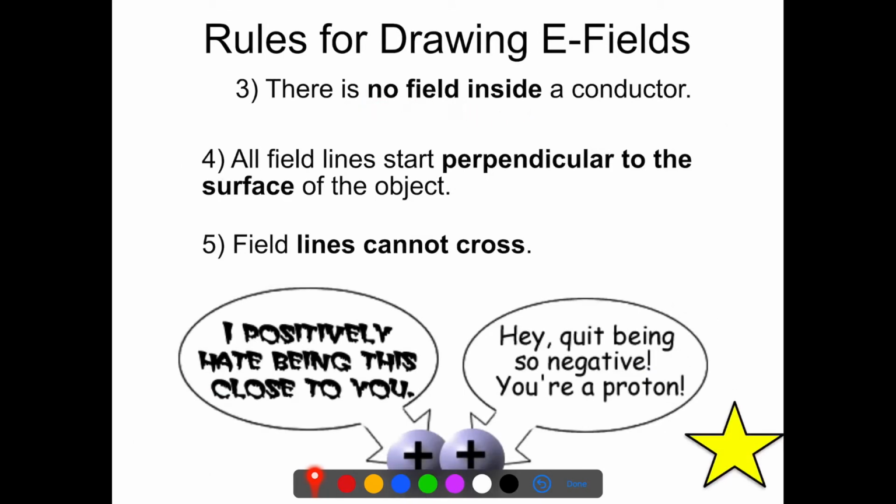There is no field inside of a conductor. So if you remember the Van de Graaff generator, inside that sphere there is actually no electric field. The electric field is outside.